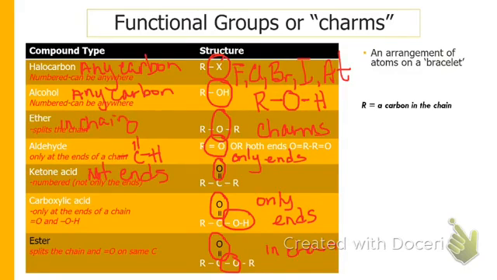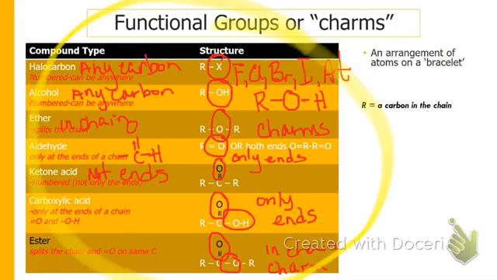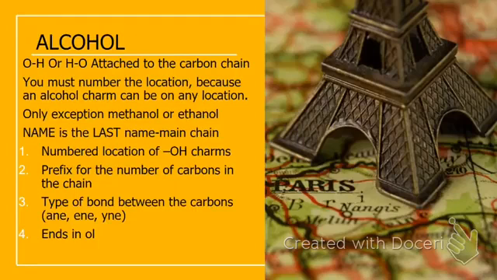Now, note, both ester and ether break that chain. So ether breaks the chain into charms, but ester does something interesting. It breaks it into a chain and a charm. And we'll get into that when we actually look at these. Okay? So just be aware of where the functional groups are located in and around the chain.